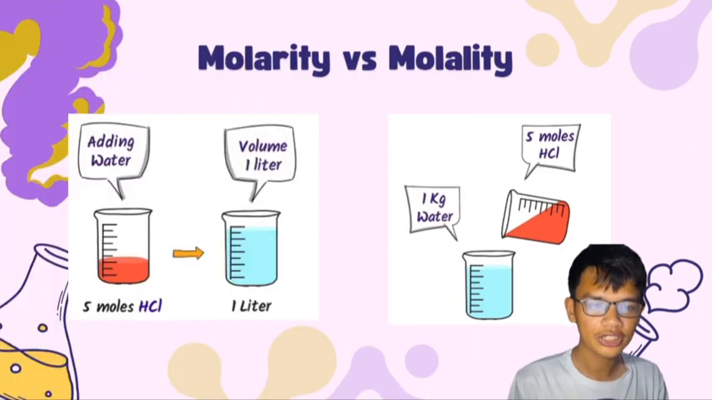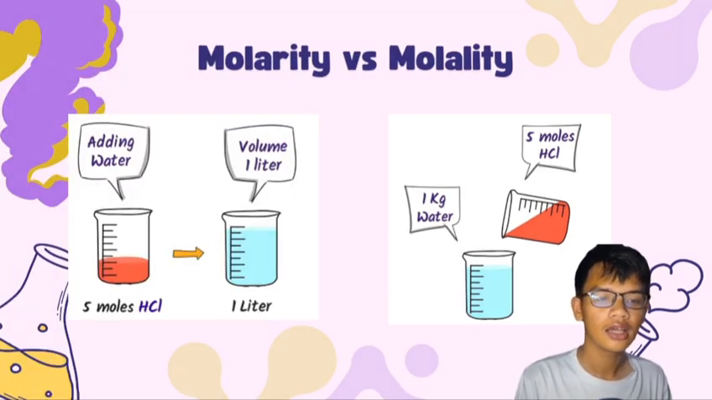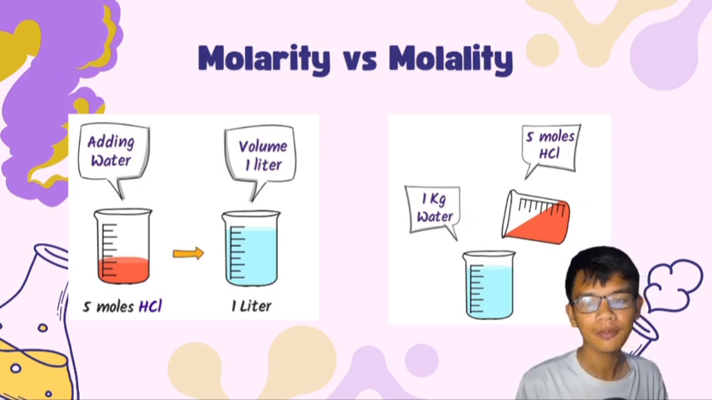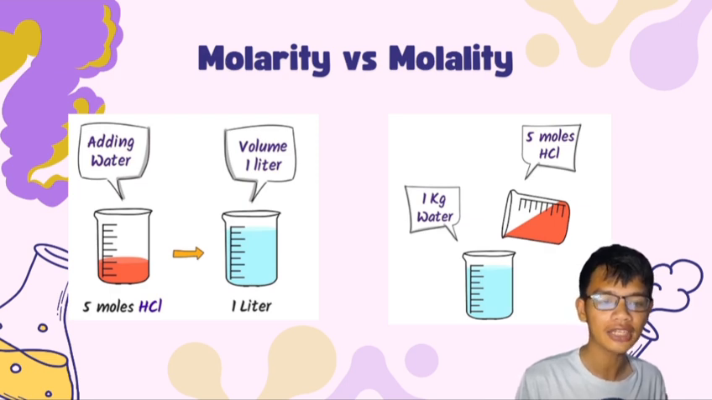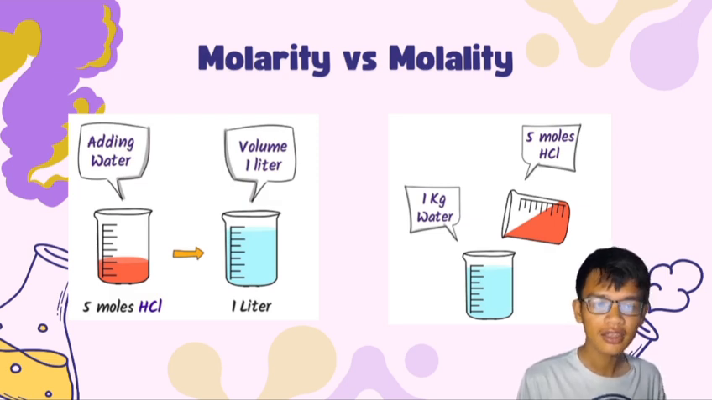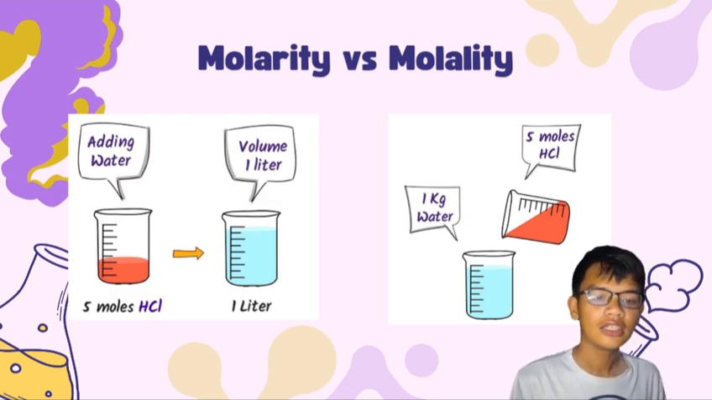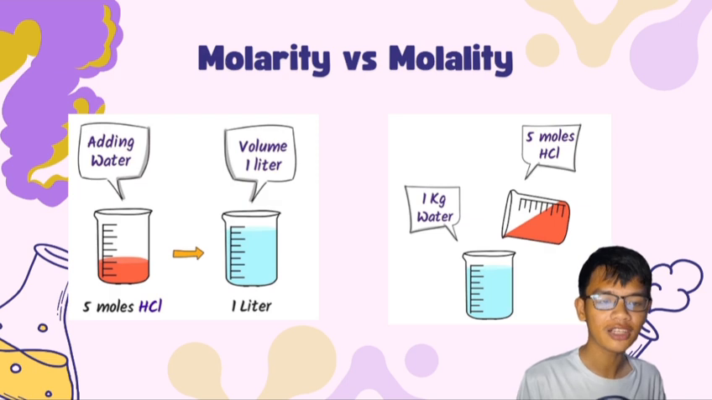In these two pictures, let me explain how different molarity and molality are. So molarity is based on volume. Here in the picture, when you start with 5 moles of hydrogen chloride, you don't care how much water you add at first. You keep adding water until the final volume becomes exactly 1 liter. That's why the picture shows adding water until it reaches 1 liter of solution. So this shows that the concentration depends on the final volume, so adding water changes the molarity.